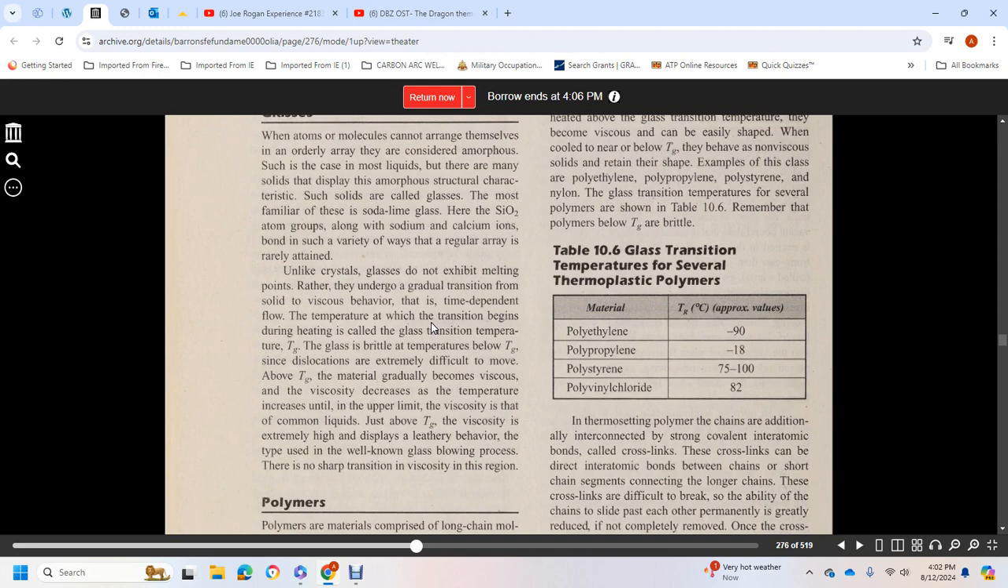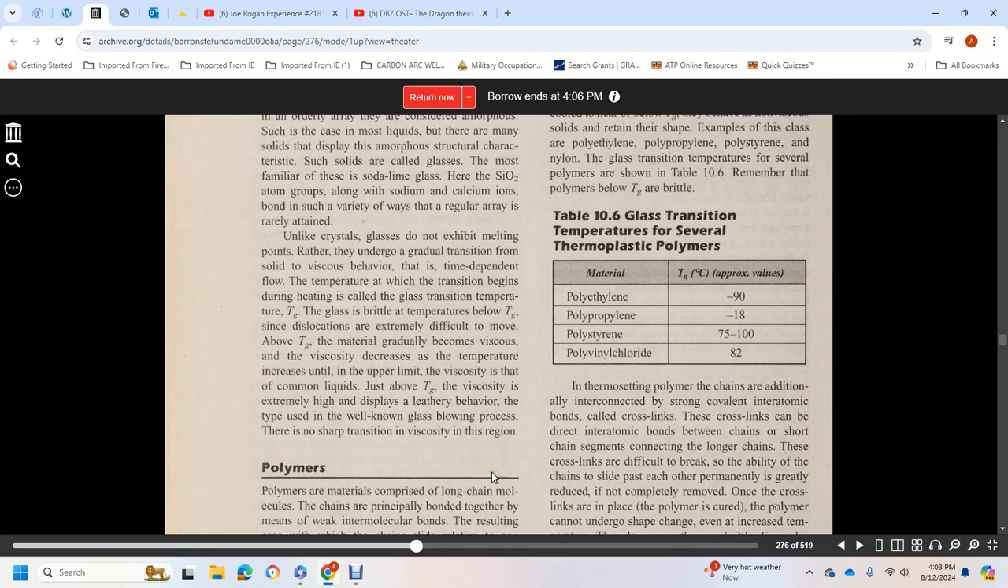Viscosity decreases with increasing temperature until it reaches the upper limit of viscosity of common liquids. Just above the transition temperature, the viscosity is extremely high, displaying leathery behavior of the type seen in the well-known glass blowing process. There is no sharp transition in viscosity in this region.